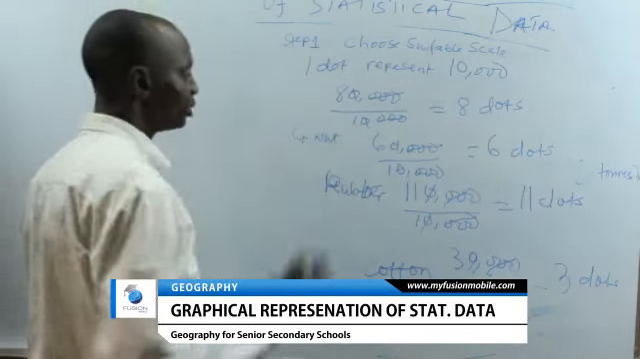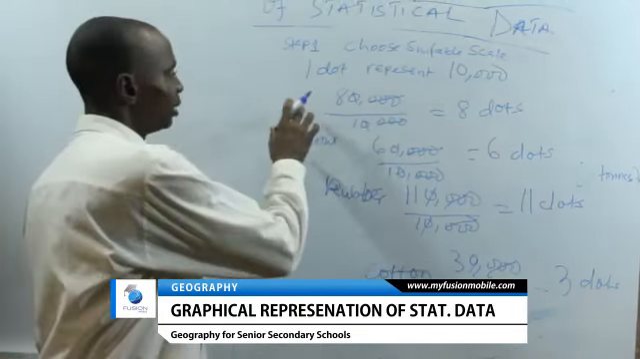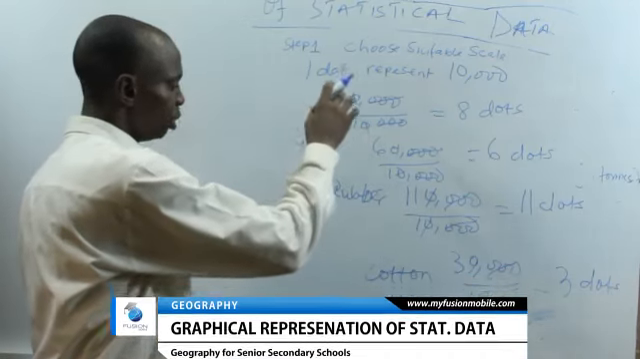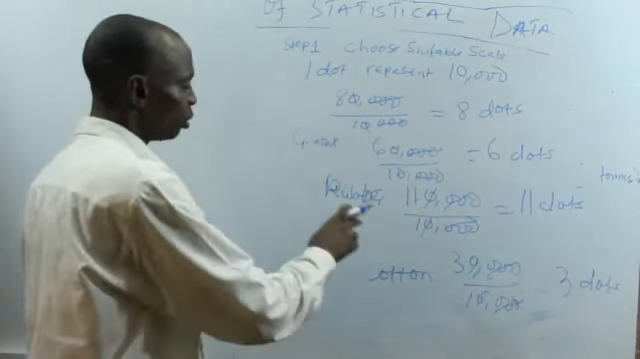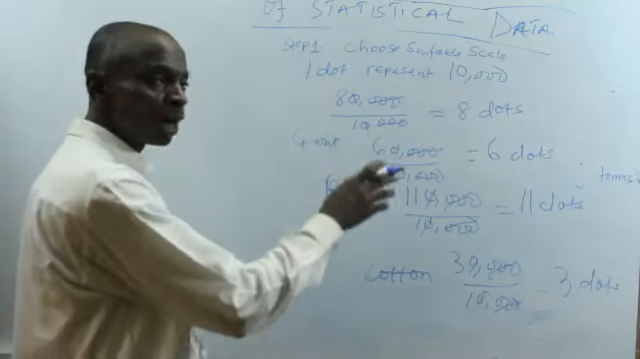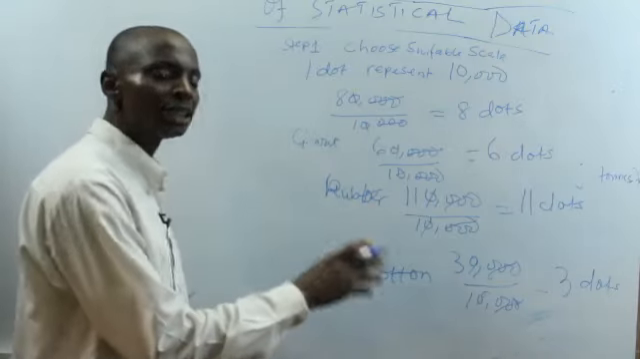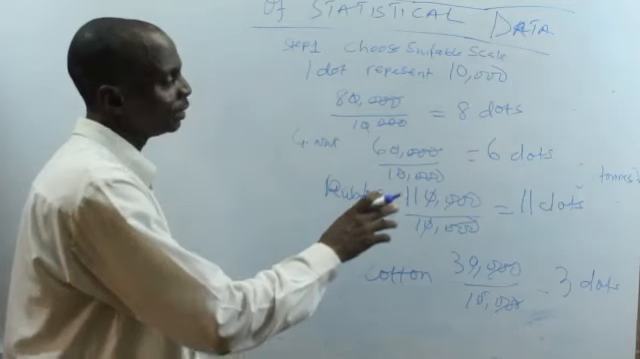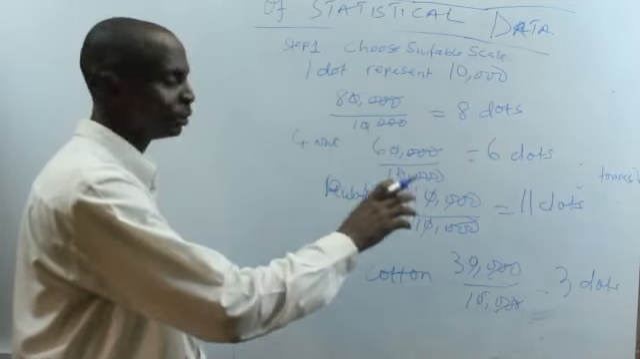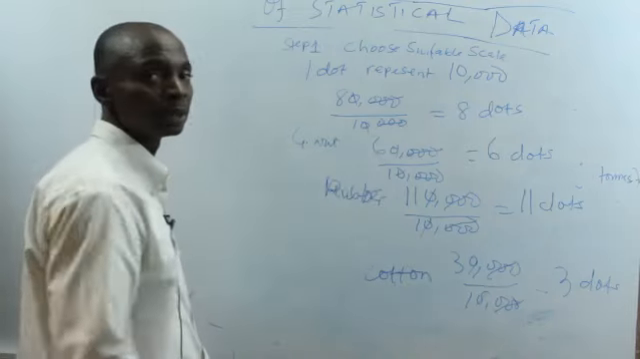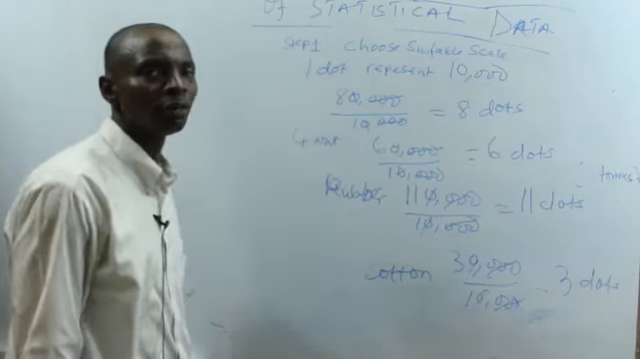Now you have solved this. 80,000 gives you 8 dots. That is for cocoa. Granite gives you 6 dots. Rubber gives you 11 dots. Then cotton gives you 3 dots. With this number of dots, you can use it to represent the dots in a given map.